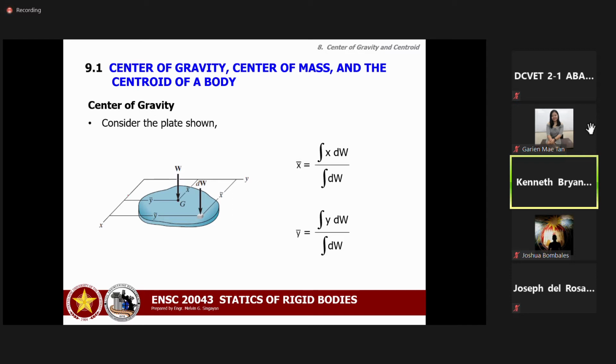Okay. Then for a plate, the weight is acting through the center of gravity, and the location is at bar X and bar Y distance from the origin, parallel to the X and Y axis, respectively. Then for dW, the location is at X curl and Y curl. So bar X equals the integral of X curl dW over the integral of dW, and bar Y is equal to the integral of Y curl dW over the integral of dW.